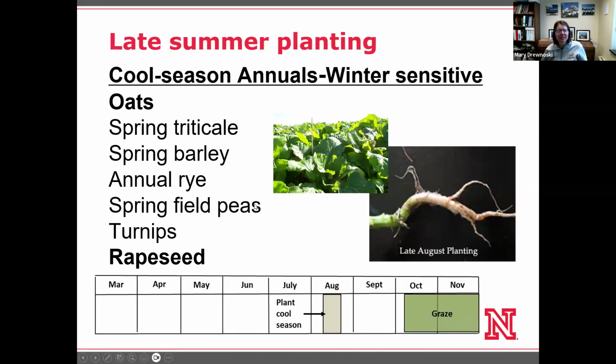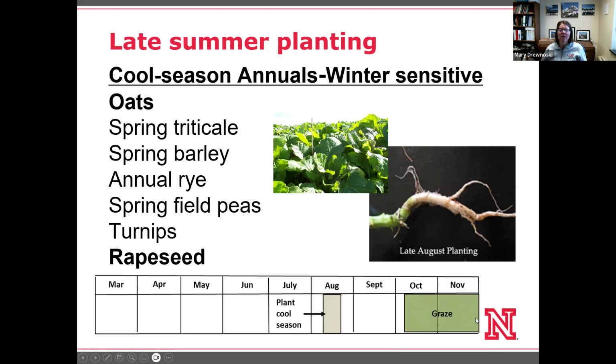Late summer planting, again, this is that August time period. Oats, and my particular favorite right now is rapeseed. It produces a lot of leaf. It's relatively cheap. It is high in energy. It is high in protein. We do get a little performance boost out of it relative to just oats alone, and it actually cheapens up the mix. But that's really looking at planting it here in August and grazing in the fall, October, November.